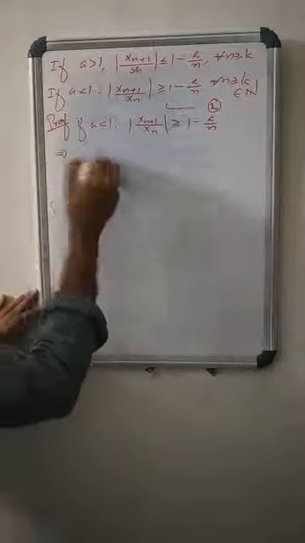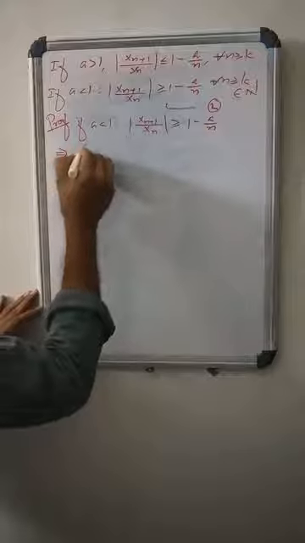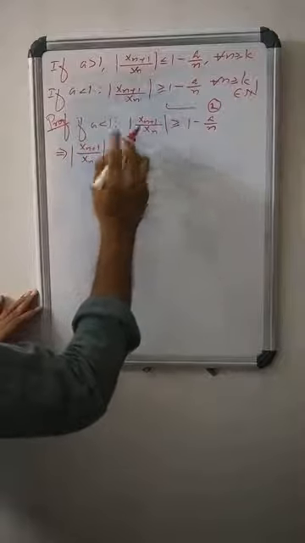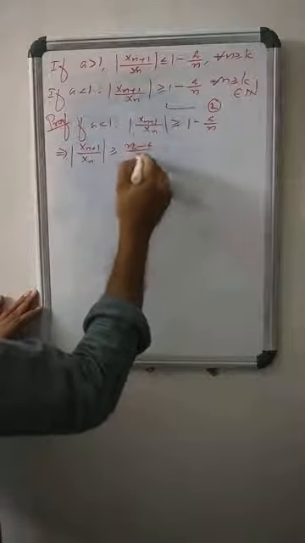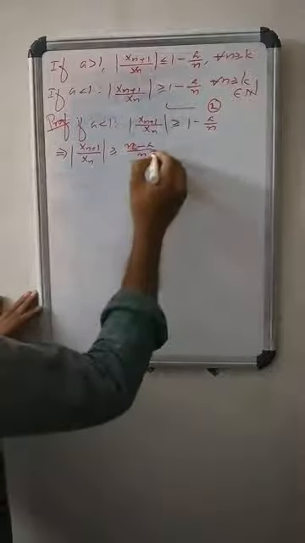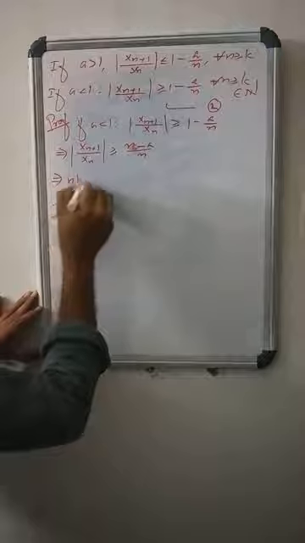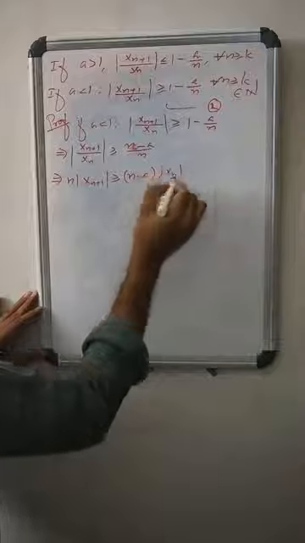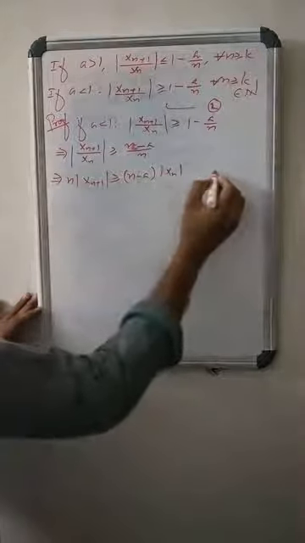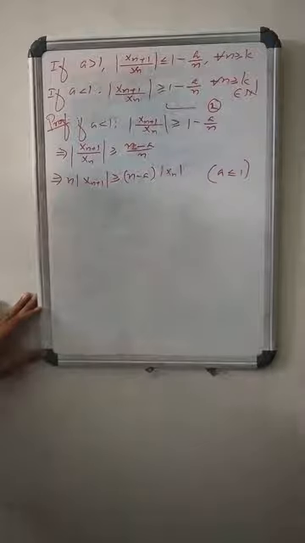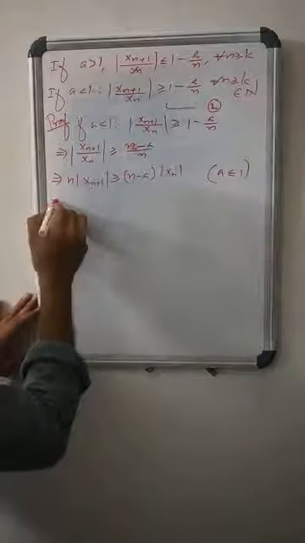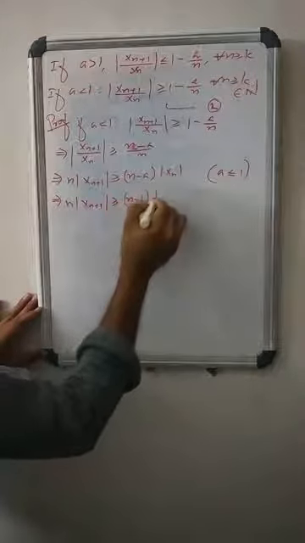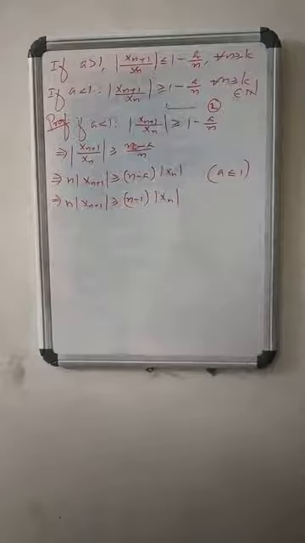That means, on cross multiplication, taking the LCM, modulus of xn+1 by xn is greater than or equal to (n minus a) by n. Clear? That means n into modulus of xn+1 is greater than or equal to (n minus a) into modulus of xn. Agree? What is a? Here a is less than or equal to 1, the choice of a. Therefore this can be rewritten as n into modulus of xn+1 greater than or equal to (n minus 1) into modulus of xn. Clear?